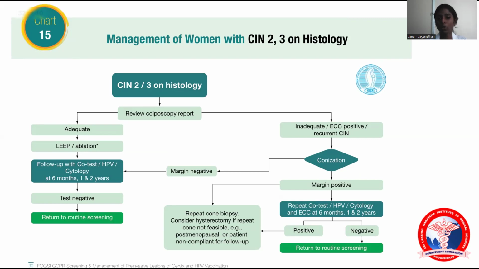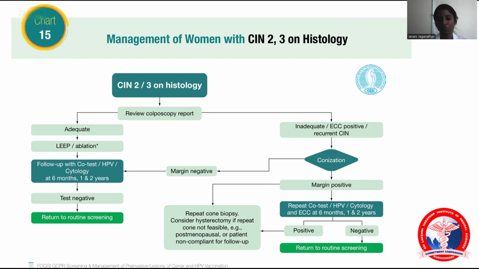If repeat cone biopsy is not feasible, as in cases of the postmenopausal age group, because in the postmenopausal age group the cervix will already be atrophic, so repeat cone biopsy will not be feasible in these patients, or if the patient is non-compliant for follow-up, we have to consider performing hysterectomy in those patients having positive margins.